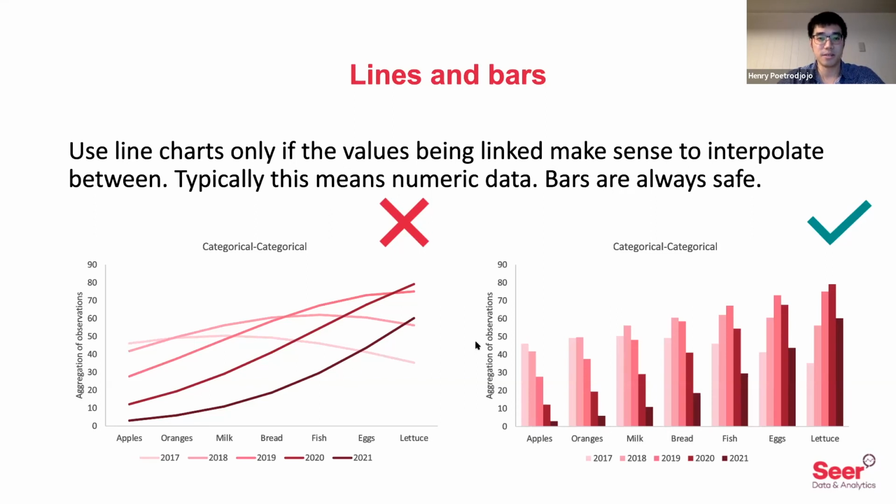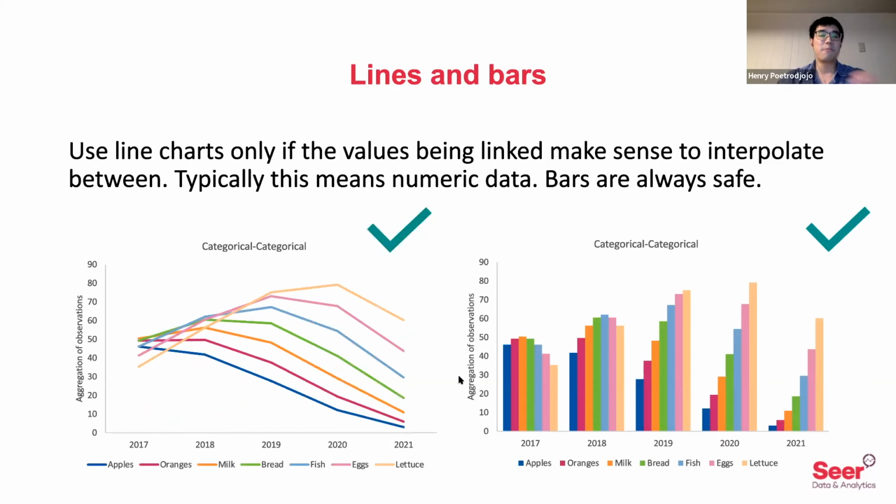All right, so some of you might have figured it out. If we flip things around and instead make our legend the different types of produce and have the different years on the x-axis, it makes a lot more sense that we can interpolate between years, right? So there's no issue with this line chart here because there's a natural progression from 2017 to 2018 to 2019, etc.